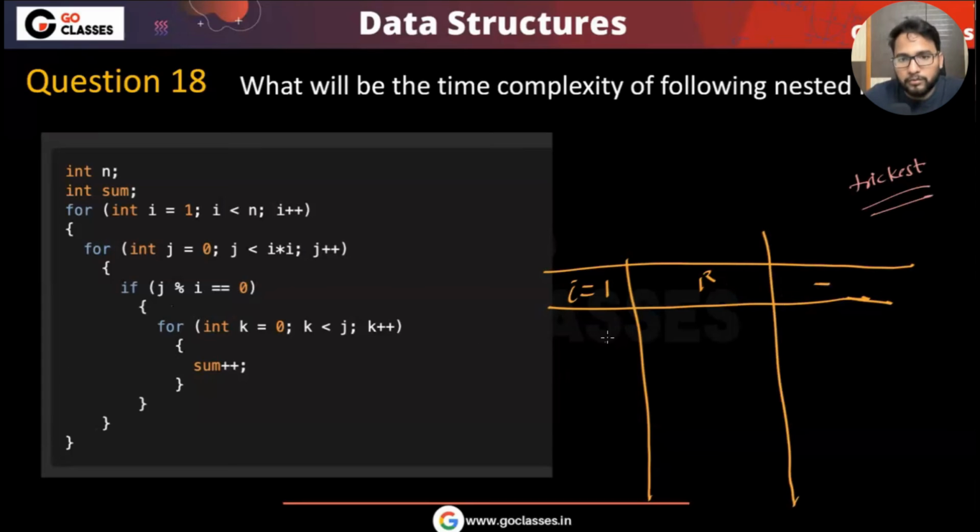For i equal to 2, this is going to run 2 square times, and then this is the innermost loop. So basically the final answer will be whatever, let's suppose this is x. If this is x, then I will be multiplying these two. I don't know what this is, right? If j is a multiple of i, then I'm going to run this j times.